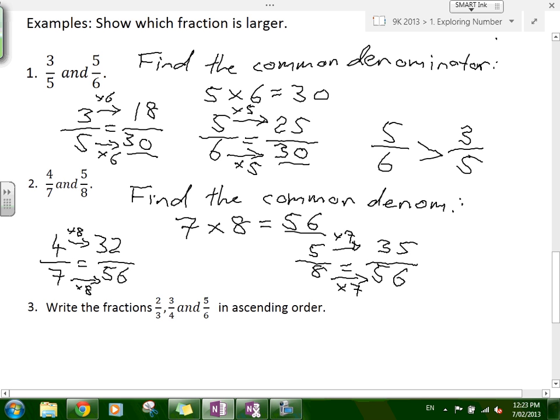So which one's bigger? 5 over 8 is bigger, because 35 over 56 is bigger than 32 over 56. Alright, so 5 over 8 is greater than 4 over 7. Okay?